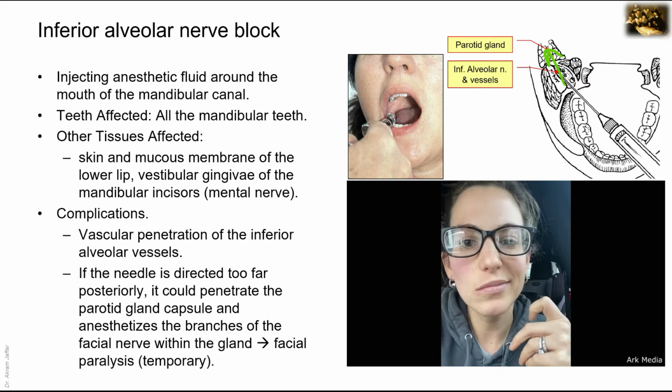And remember that within the parotid gland, the facial nerve divides, unites, and redivides to form the 5 motor branches that arise from the parotid gland. So this might result in anesthesia of the branches of the facial nerve within the gland, resulting in facial paralysis. And fortunately, this is a temporary facial paralysis, as you can see in this video.